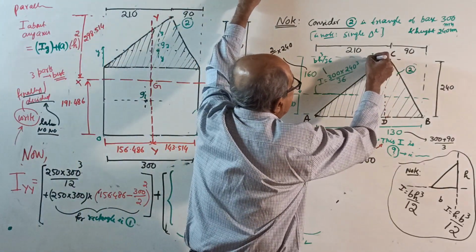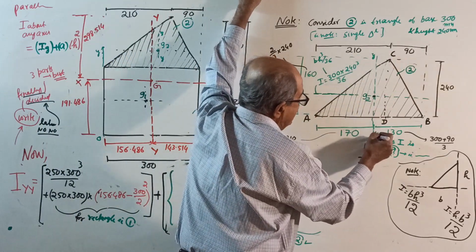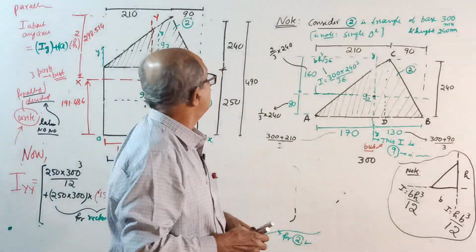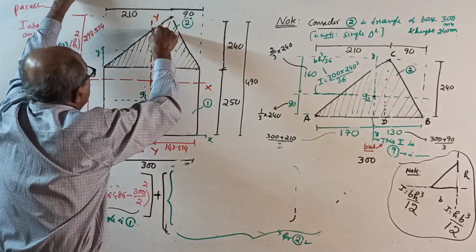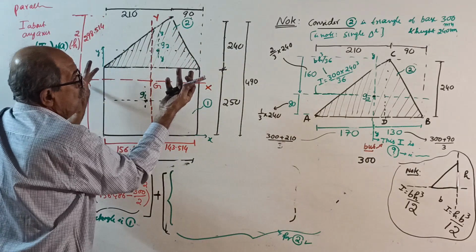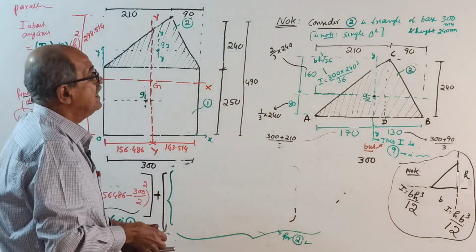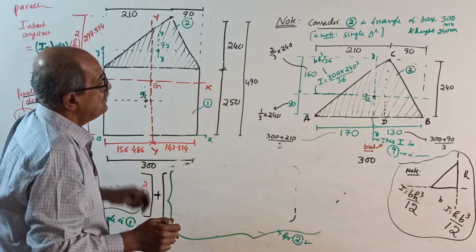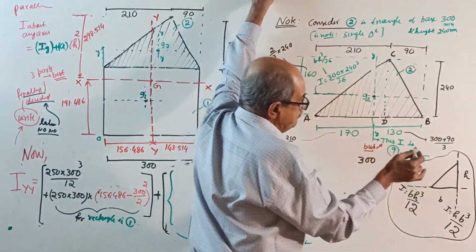See, small yy, not capital YY. I'll use small yy, its own centroidal axis. Oh, no, there is no formula, nothing. What you do is, see, make a note.